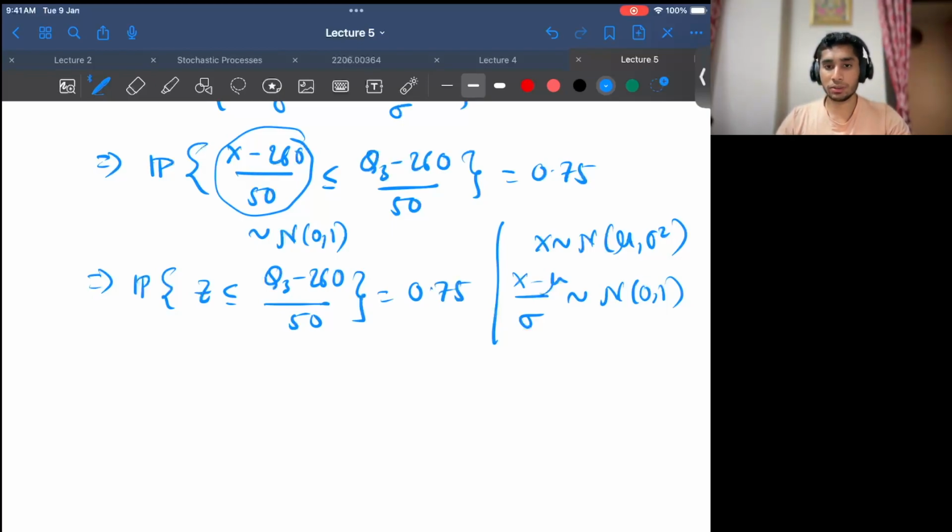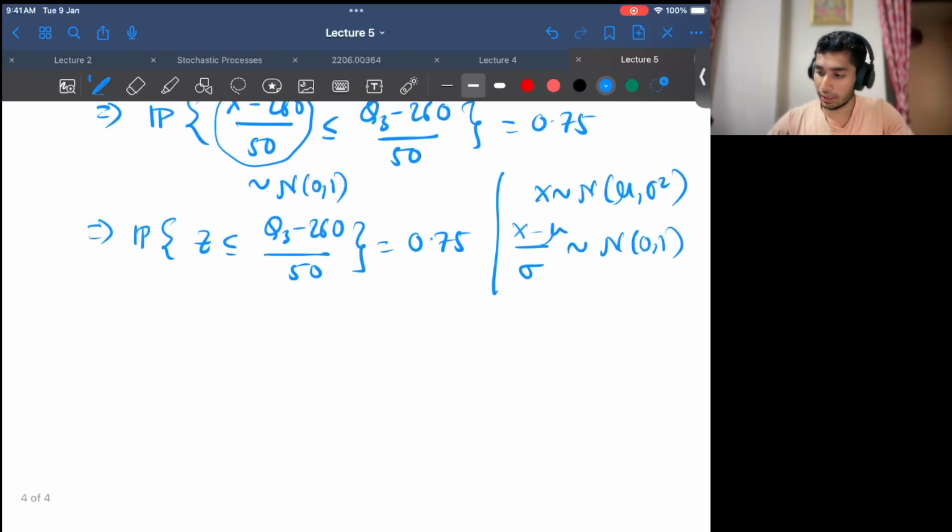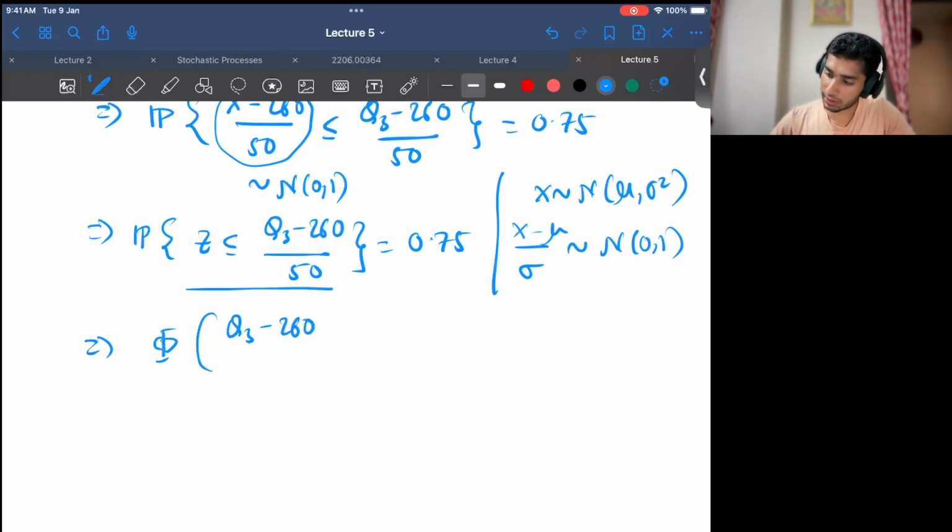Now, what is the purpose of coming till here? Why do we want to convert everything in terms of this? Because now this is equal to phi of (Q3 minus 260) by 50, because this is the CDF of Z. We are asking what is the probability that a standard normal random variable is less than this particular value. This is nothing but the CDF, so phi of (Q3 minus 260) by 50 is equal to 0.75.